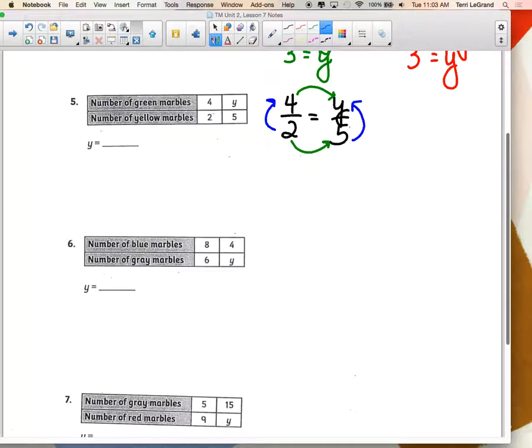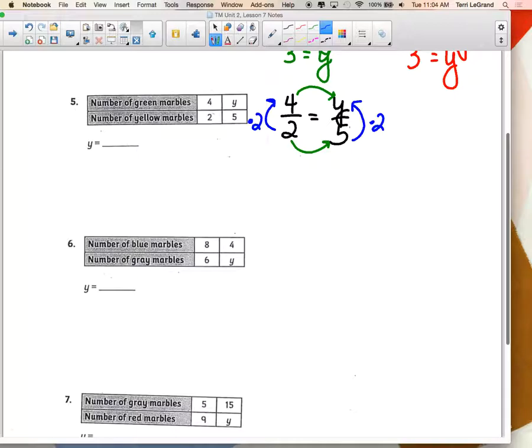Is horizontal strategy friendly in this one? No, we have to figure out what times 2 gives us 5, not so friendly, right? How about vertical strategy, is that one friendly? Yes, we have to figure out what times 2 gives us 4. So what do we do in the vertical strategy? Multiply by 2.